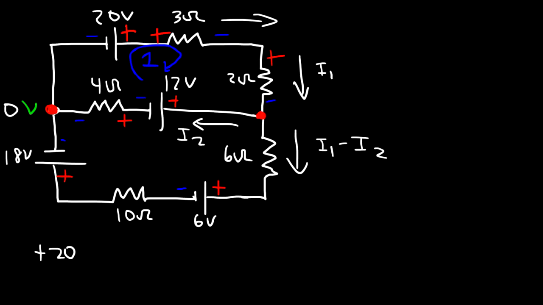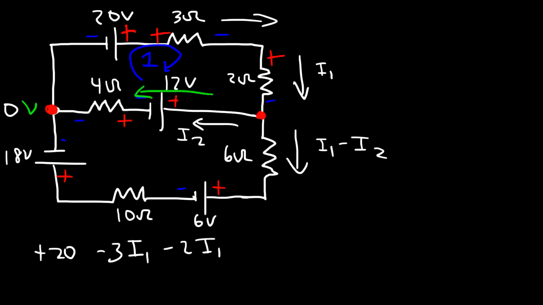So as we flow through the 3 ohm resistor, as we follow the loop, we're going in the direction of the current towards a negative potential or lower potential. So that's going to be a voltage drop across the 3 ohm resistor. And that's going to be negative 3 times I1. Now, as we follow the loop through the 2 ohm resistor, we're still going in the direction of I1. So that's another voltage drop, which is negative 2 times I1.